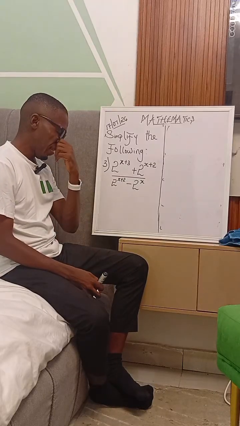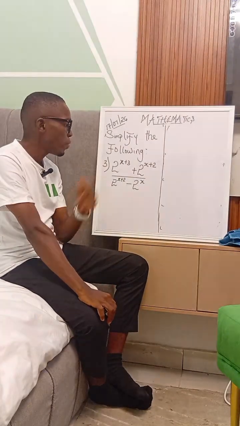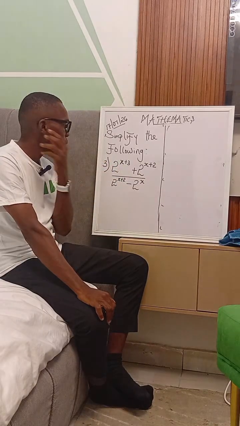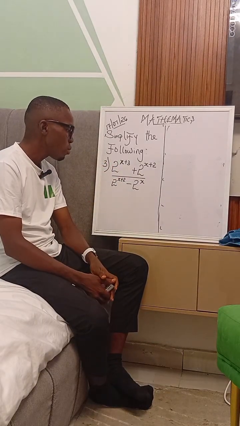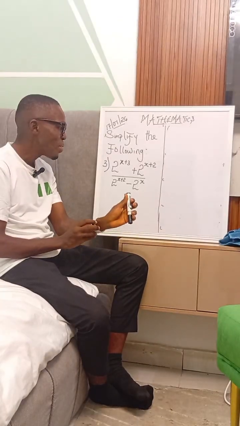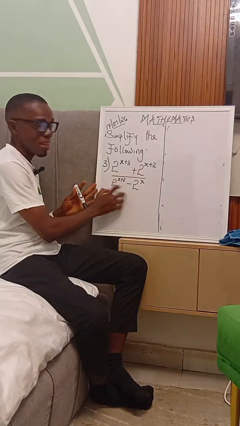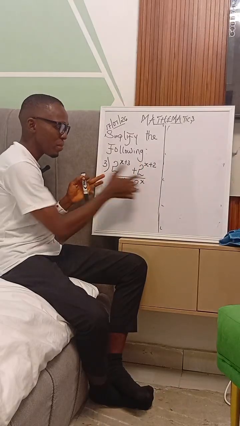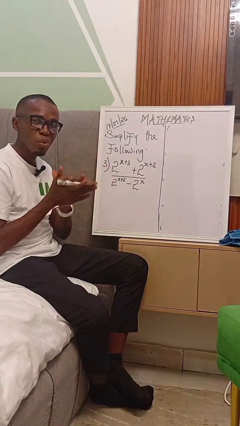Okay, I have this answer number 3 question. It says 2 to the power of x plus 3 plus 2 to the power of x plus 2, all over 2 to the power of x plus 2 minus 2 to the power of x. Yeah, very interesting question. Why? Because there's no multiplication and no division of their bases, except the all over we have here. Solving this directly, there's no multiplication and no division.